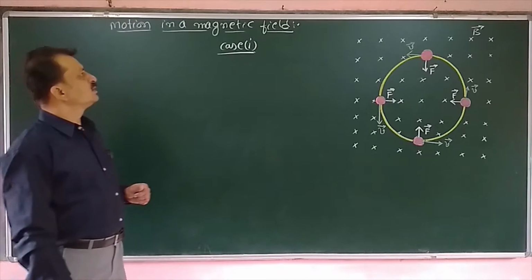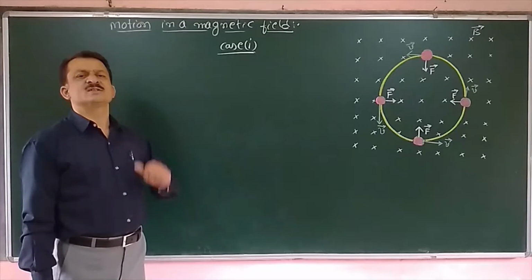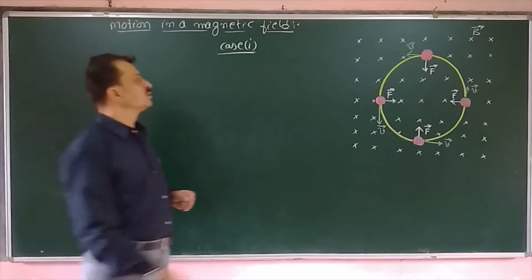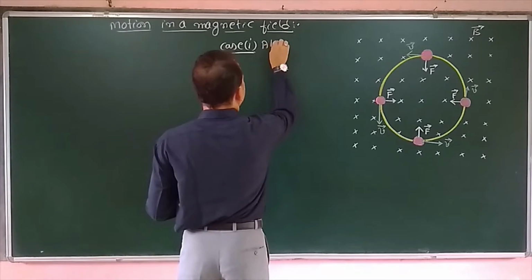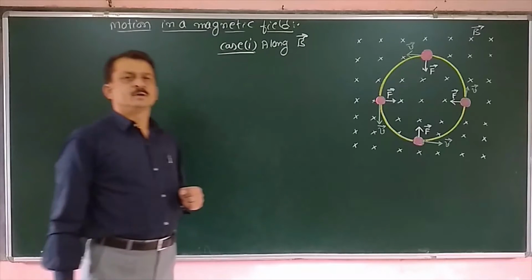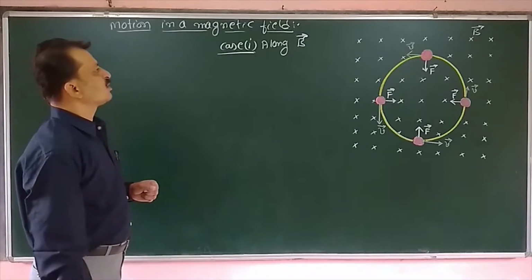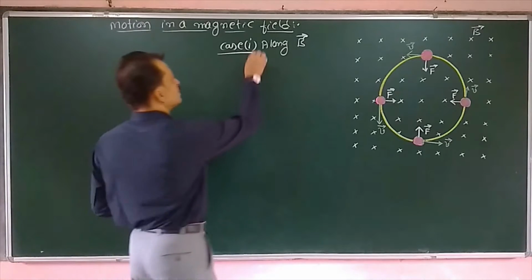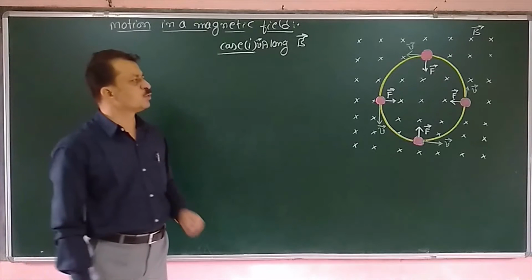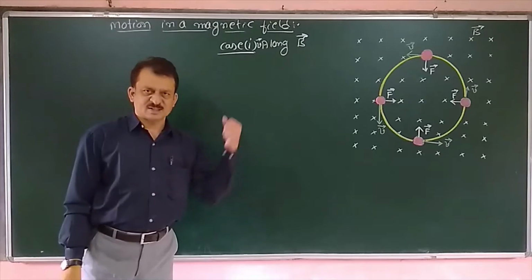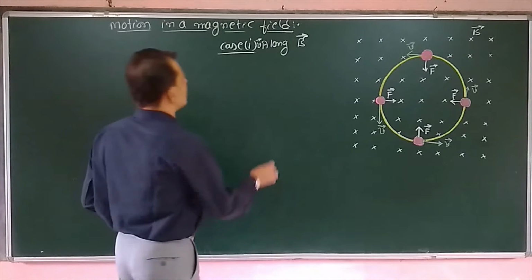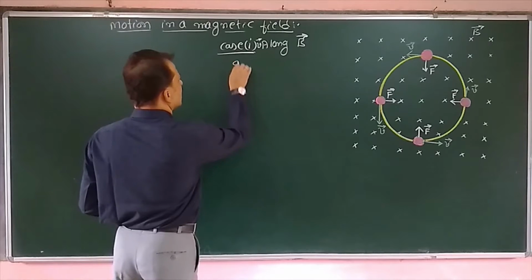In this case, the charged particle is moving along the field direction, along vector B. That is, velocity is along vector B. If you write the velocity vector, it is along the field direction. The charged particle is moving along the field direction. Then what is the force experienced? Now consider a charged particle of charge Q.